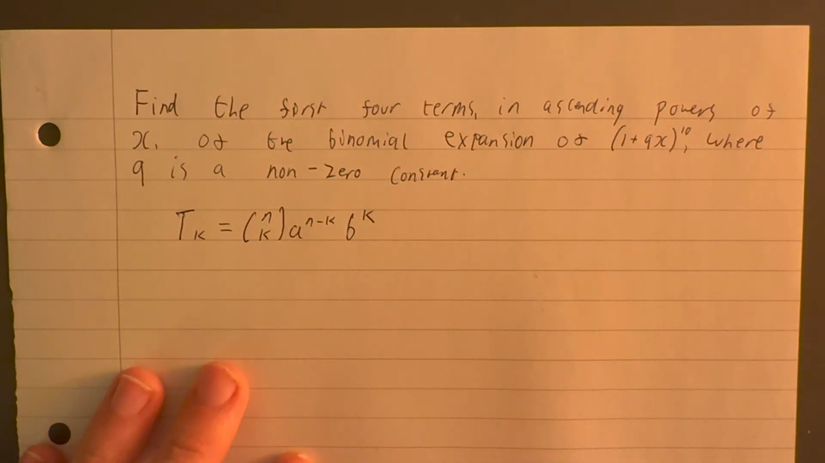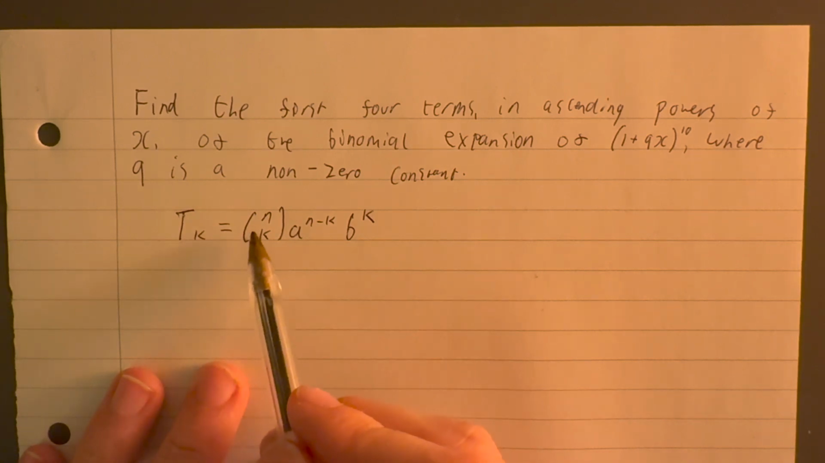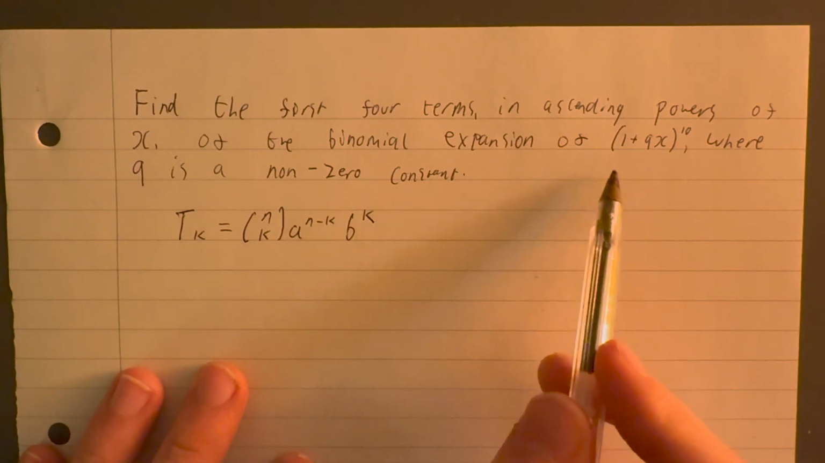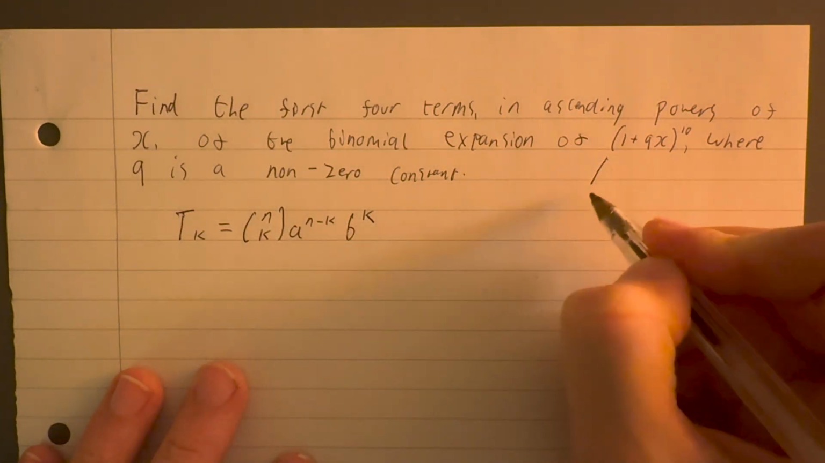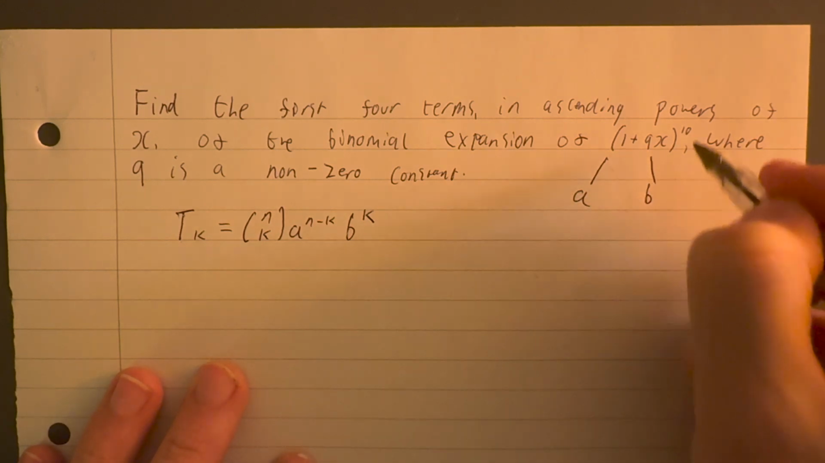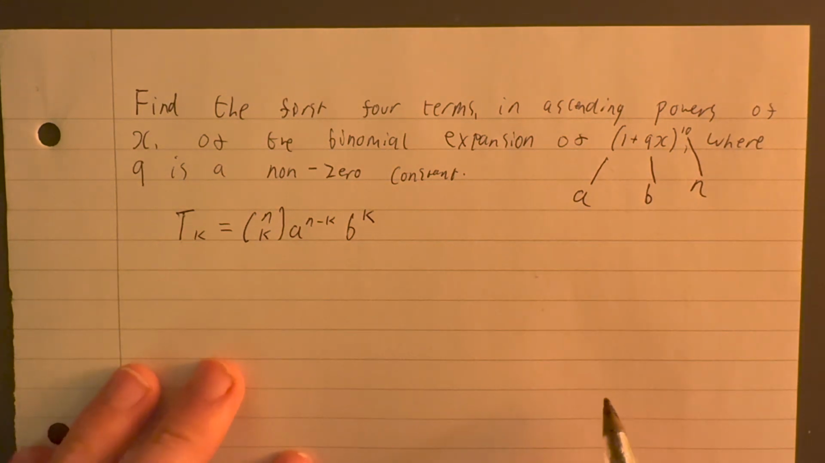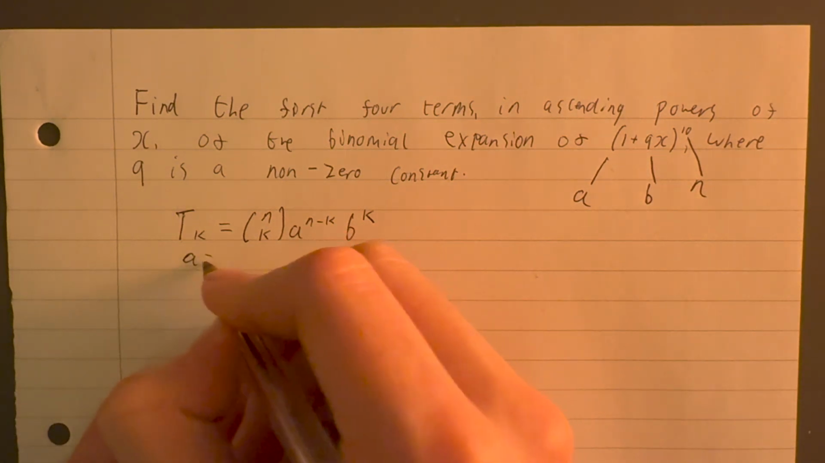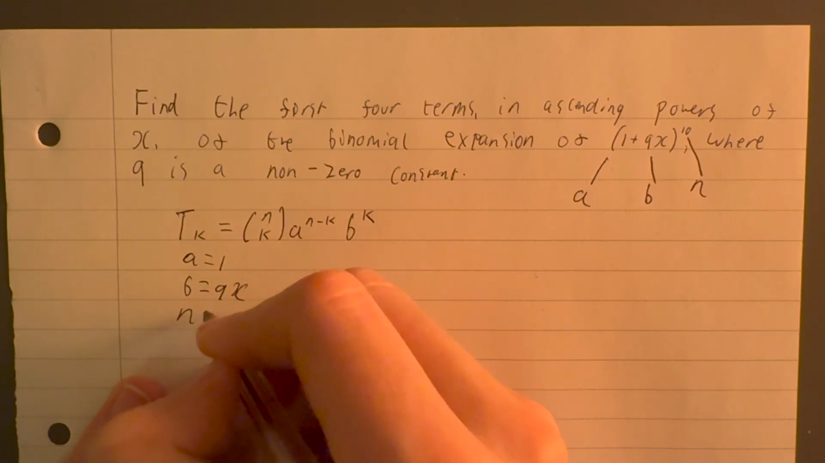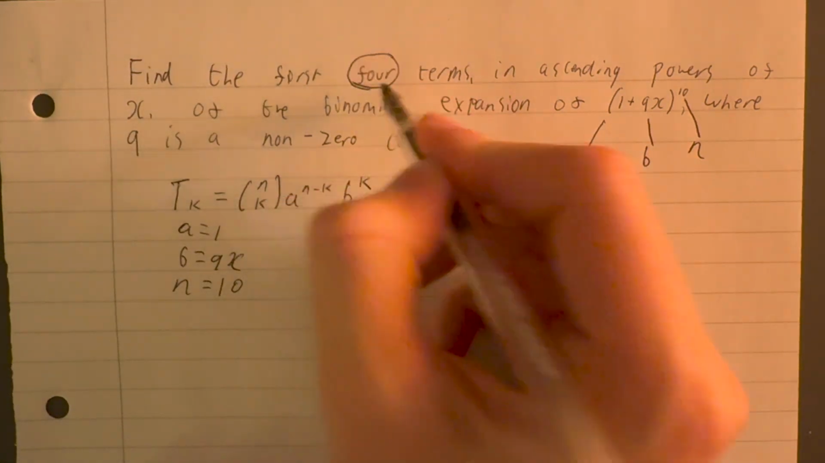And now we're going to label our variables. So notably we've got t, k, n, a and b, and we're looking at this here. So this is a, this is b, this is n, and t and k we'll come to in a minute. So for now we've got a equals 1, b equals qx, and n equals 10. And now we want to find the first 4 terms in the expansion.